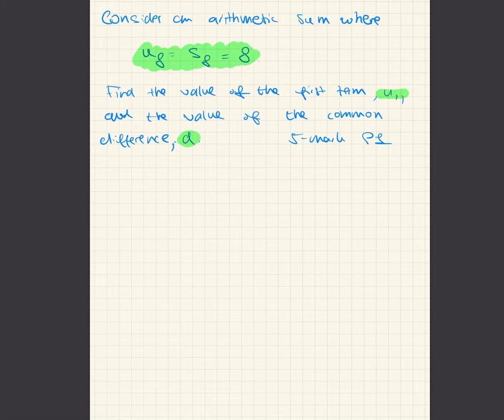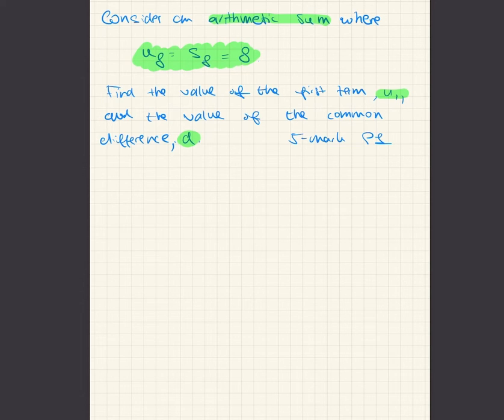So I've written down the question here, and I've highlighted the important information. We can see that they've told us the 8th term in the sequence, and the S there stands for the sum, so the sum of the first 8 is equal to 8. Another important thing is that we know it's going to be an arithmetic sum, not a geometric. So it's asking us to find the value of the first term and the common difference d.